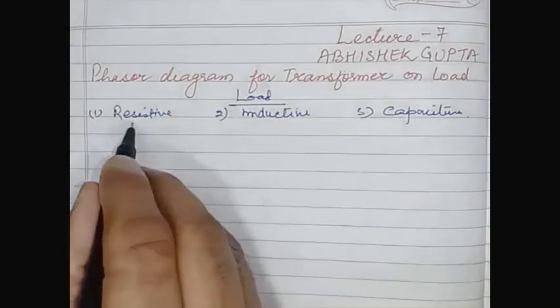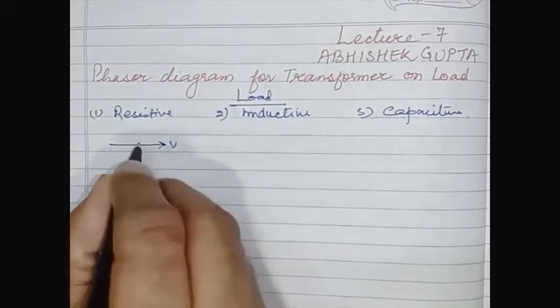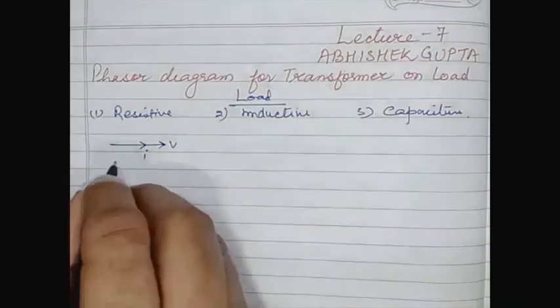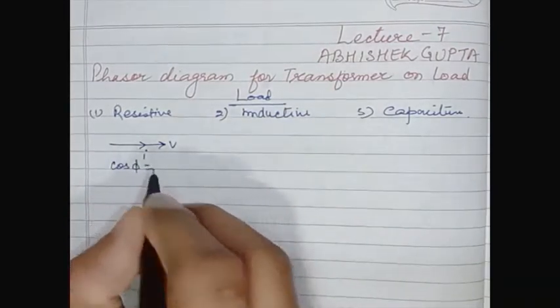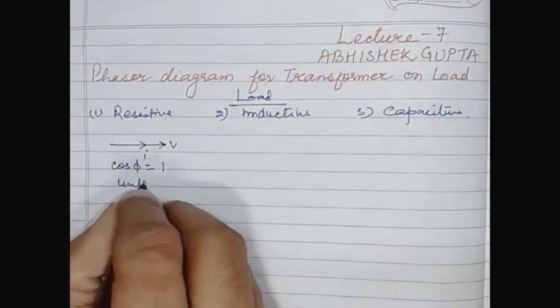When there is a resistive load, it means voltage V and current I are both in the same phase. It means the power factor cos phi is unity.